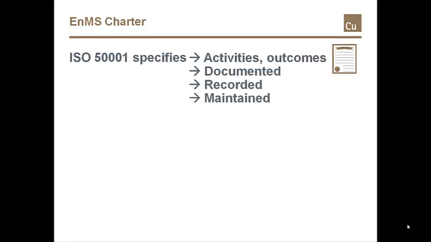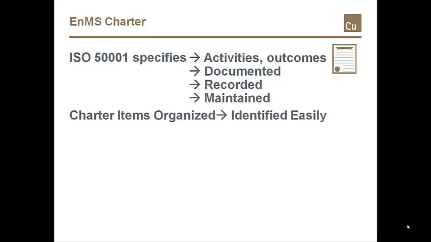What goes into the Energy Management System Charter? ISO 50001 specifies that various activities, outcomes, etc. shall be documented, recorded, and/or maintained. Items in the Charter, the steps along the way, should be organized so that they may be identified easily and readily. ISO 50001 calls for these documents and records.